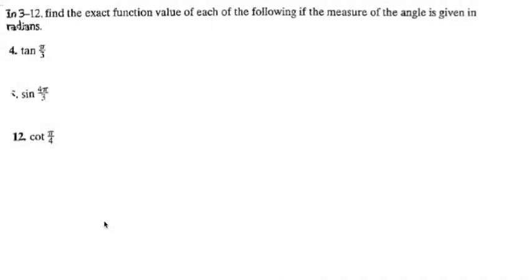Alright, so we'll be looking at a few more questions in Algebra 2 review. We have tangent, sine, and cotangent, all in radian measures. So let us try to look into one at a time. What is pi over 3?